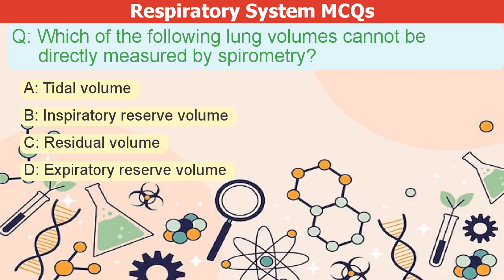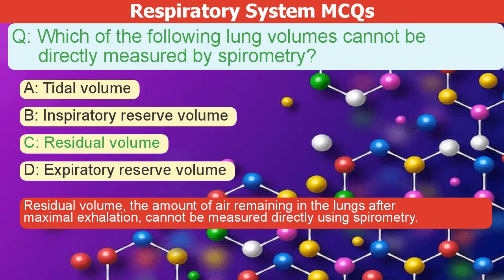Which of the following lung volumes cannot be directly measured by spirometry? A. Tidal volume. B. Inspiratory reserve volume. C. Residual volume. D. Expiratory reserve volume. The correct answer is C. Residual volume, the amount of air remaining in the lungs after maximal exhalation, cannot be measured directly using spirometry.